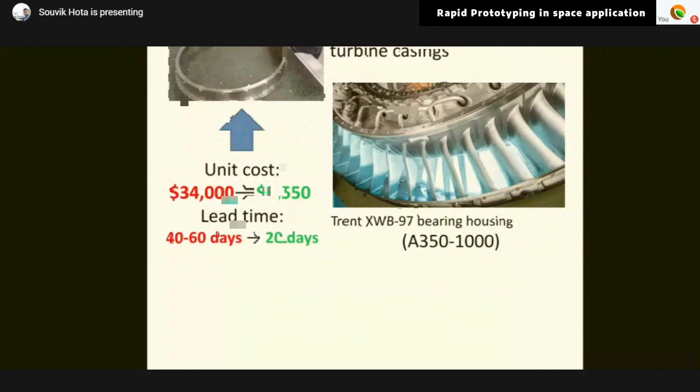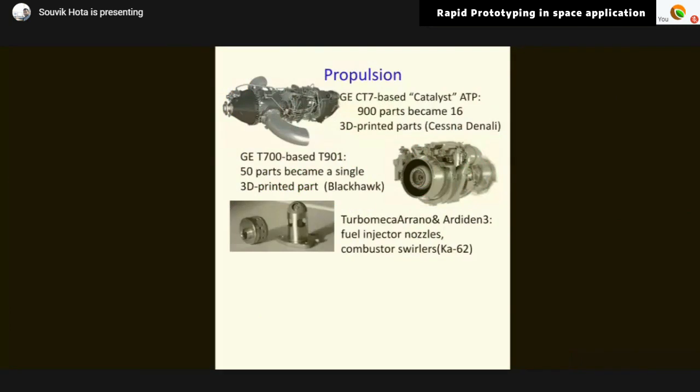Some other examples like the GCT7, which previously integrated 900 parts. Now they are integrating only 16 certified parts, which is used in the Cessna Denali aircraft. And in the GP7000, their 50 parts became a single 3D printed part. So there are many more examples where many more parts are there in conventional manufacturing and machining techniques.